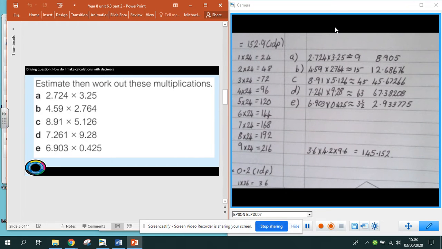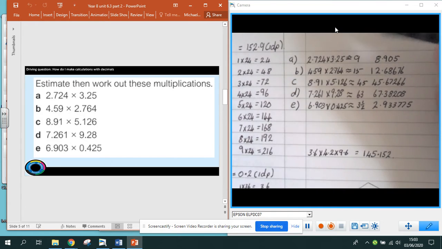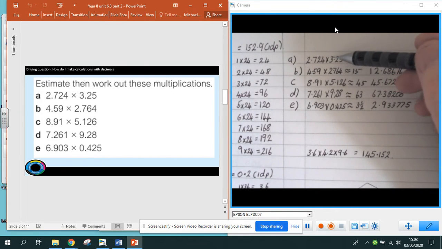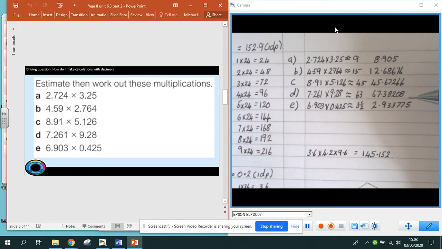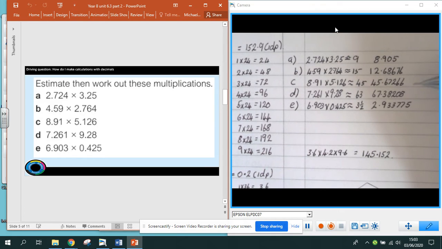Okay, so here are the 5 questions. 2.724 times 3.25. As an estimate, that will be 3 times 3, which will be 9. The answer will be 8.905, worked out correctly. The next one, 4.59 times 2.764, as an estimate will be 15, and the correct answer will be 12.676.